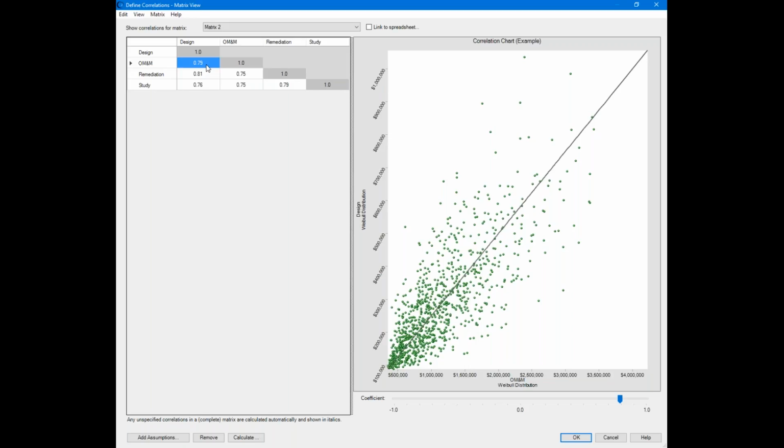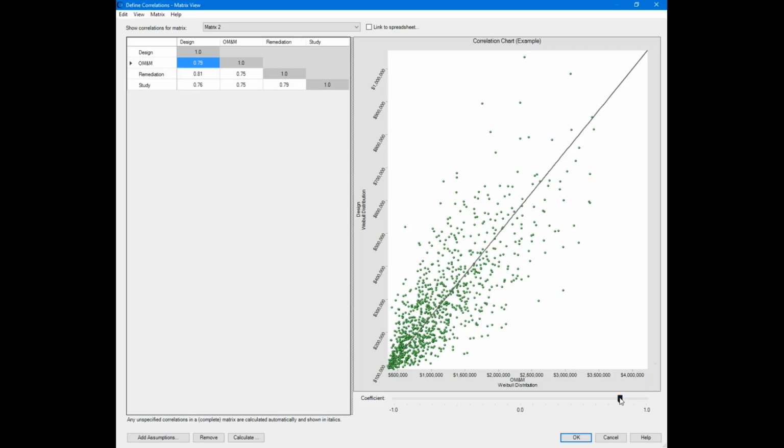They're highly positively correlated. There are very few exceptions where spending in one area can cancel out spending in another area. Grant you that. But generally speaking, if the study goes off scope, the remedy is going to go off scope. The remedy goes off scope, the OM&M is going to go off scope. So they all move up and down together. They have high positive correlations.